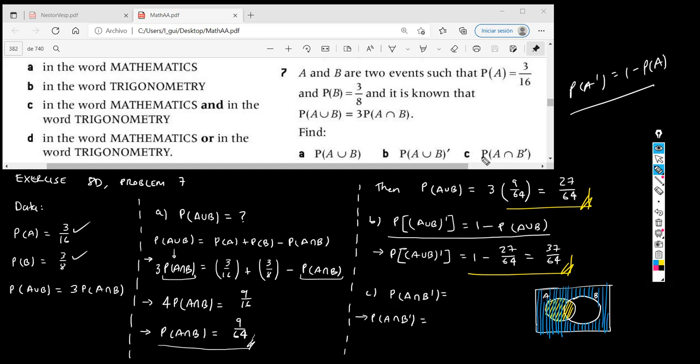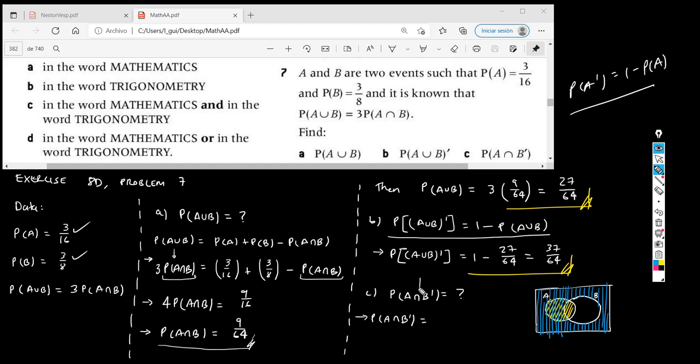Okay, and then question C, the probability of A and B prime. I want to know this. So I'm going to use my Venn diagram once again. A is the yellow area. B prime is the blue area. B prime is everything that is not B, so everything that goes outside B. That's B prime, all of this blue stuff.